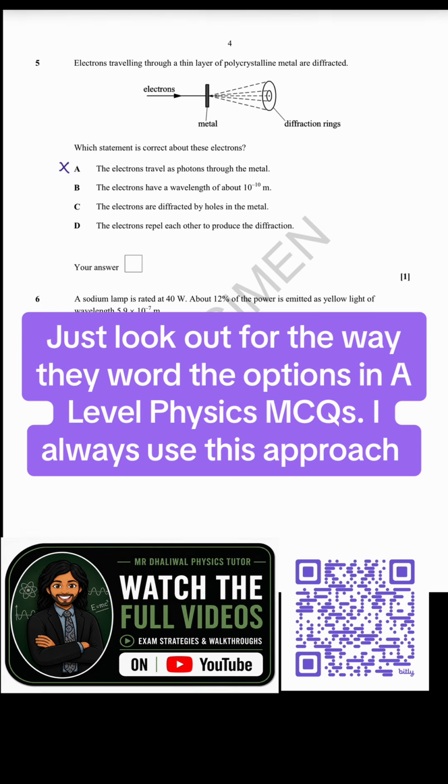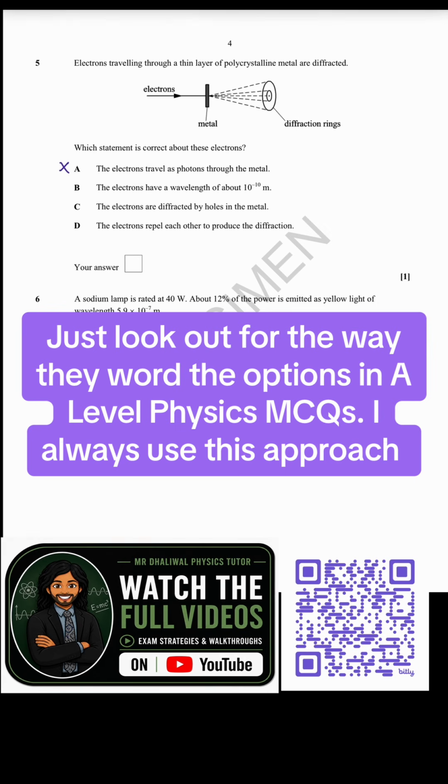B, the electron's got a wavelength of about 10 to the minus 10. Now, I haven't got any values that I can actually calculate it, because if I had values, I'd be able to calculate, and I should be a professional and pronounce it properly, de Broglie, but it's written de Broglie. I could possibly calculate the de Broglie wavelength of it, but I don't have any values yet. Maybe I can make some reasonable estimations from stuff that we know, but B could possibly be true, and we can come back to it later and see why it is or isn't.